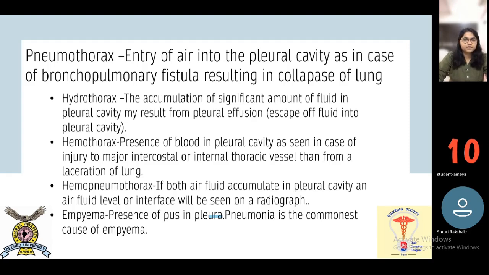Empyema is the presence of pus in the pleura. Pneumonia is the commonest cause of empyema.